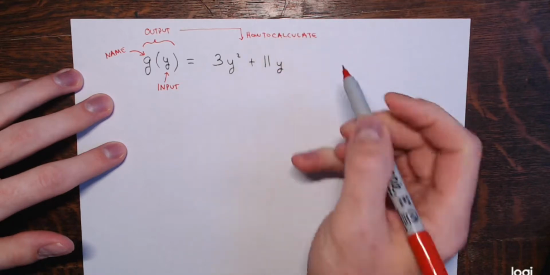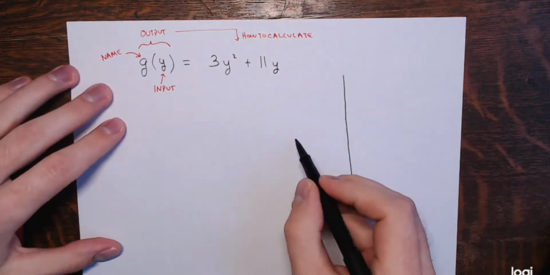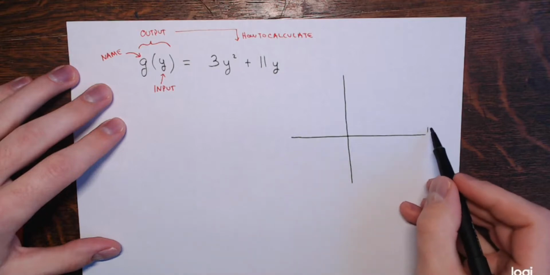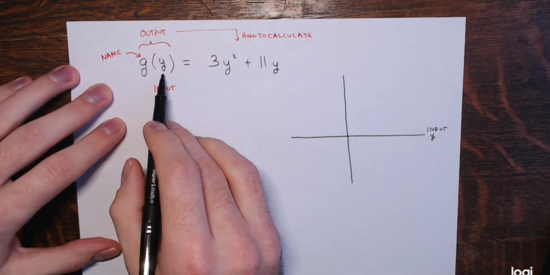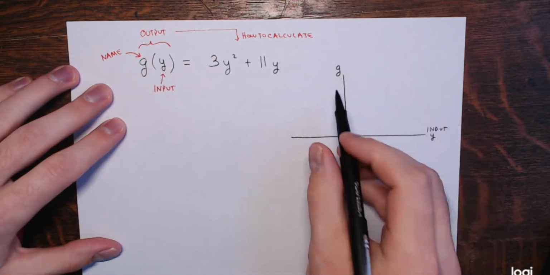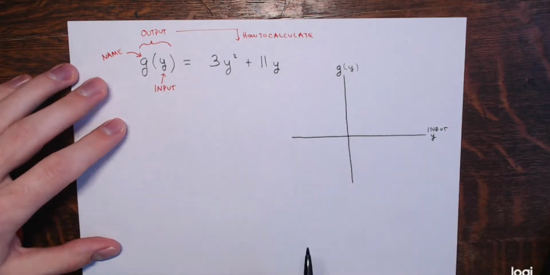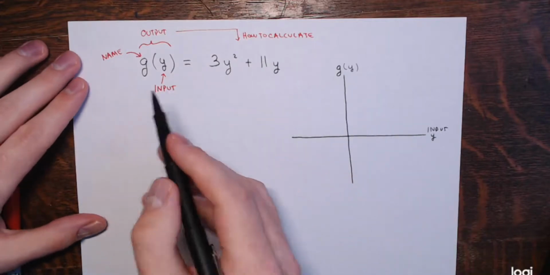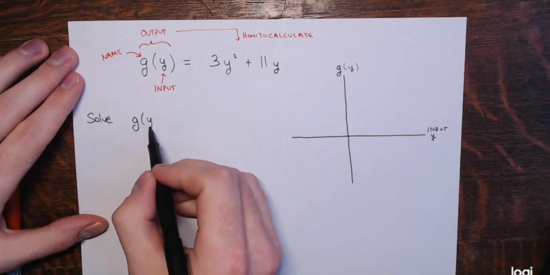Right? And if you were to graph this, I know we're not graphing it, but this is the tricky part. Remember, the horizontal axis is the input axis. So that would be called the y-axis this time. And the vertical axis would be called the g-axis, or the g of y-axis, right, for the outputs. So it'd be a little tricky if you were graphing, but we're not asked to graph here. What we're asked to do is solve g of y equals 4.